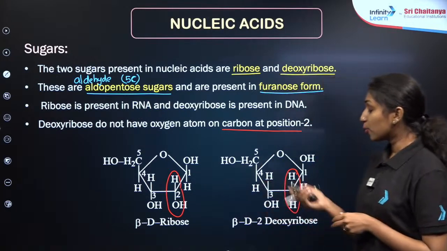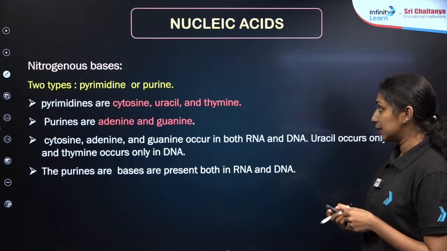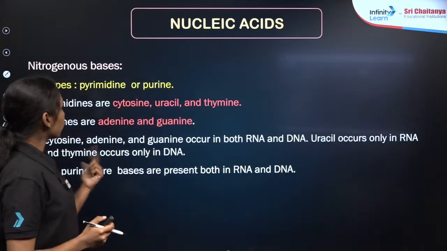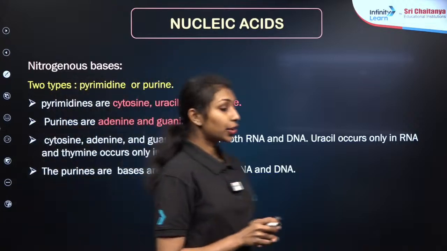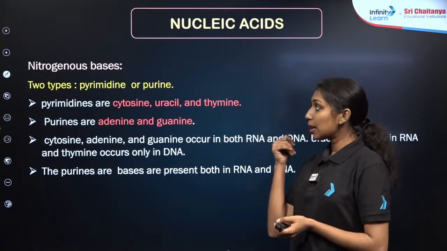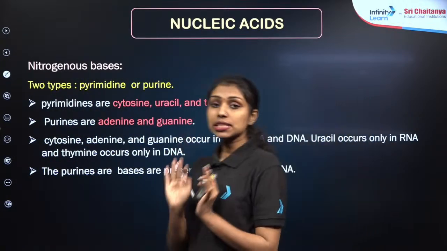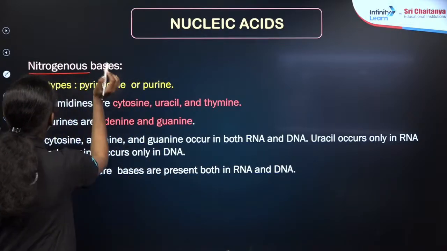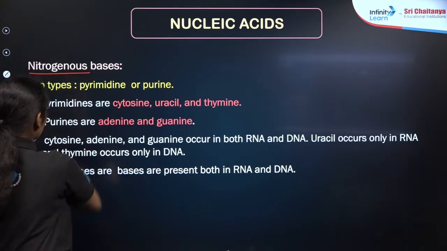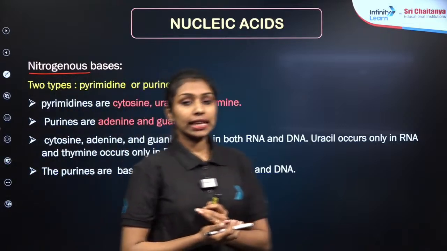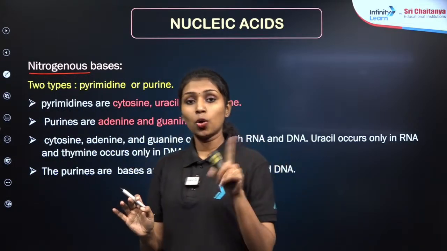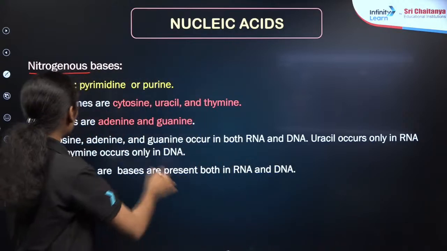Fine. Now let us talk about the nitrogenous bases. The second term in the case of nucleic acid or nucleotide is the nitrogenous bases. From the name itself, it suggests that it must contain nitrogen. So that name comes for nitrogenous bases. Then we have already seen that these nitrogenous bases are divided into 2 groups. One is purines and the other one is pyrimidines.